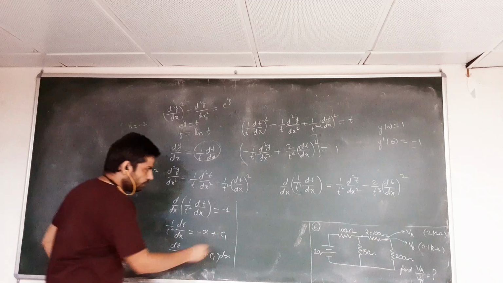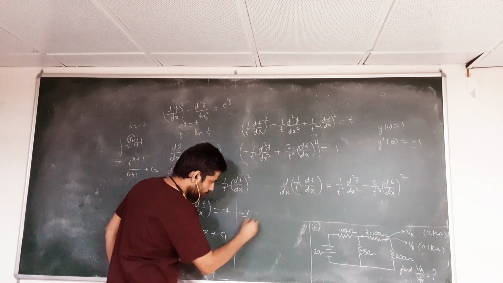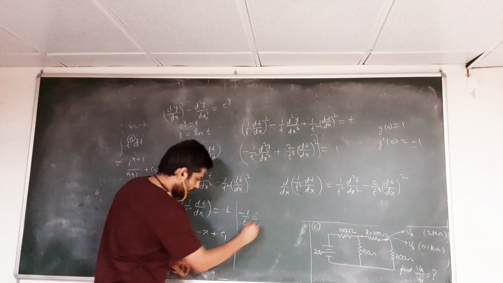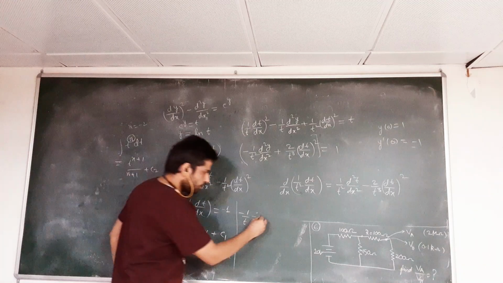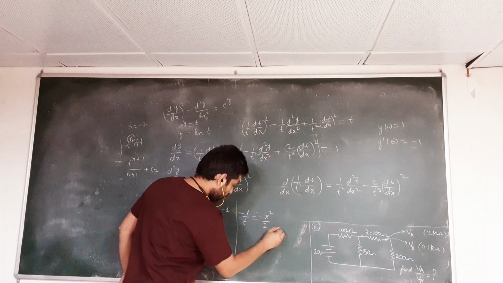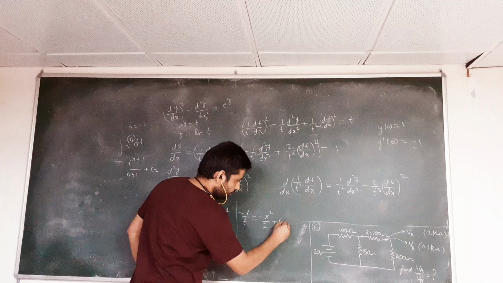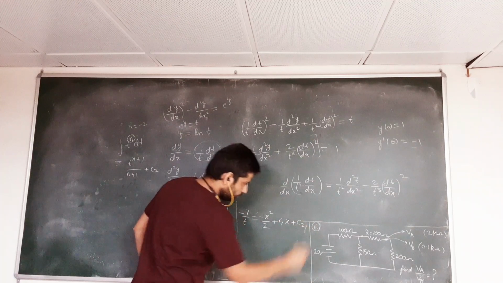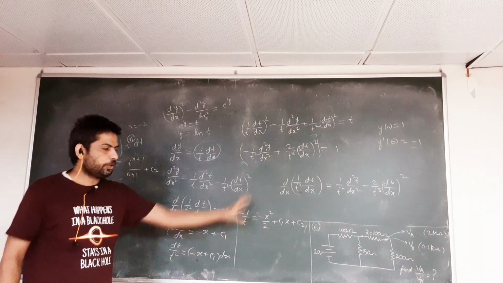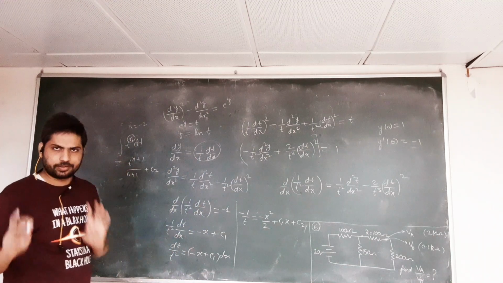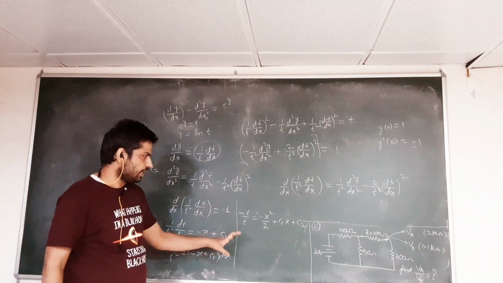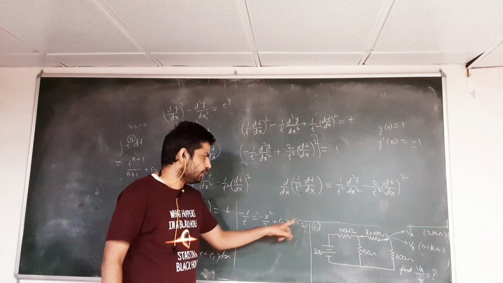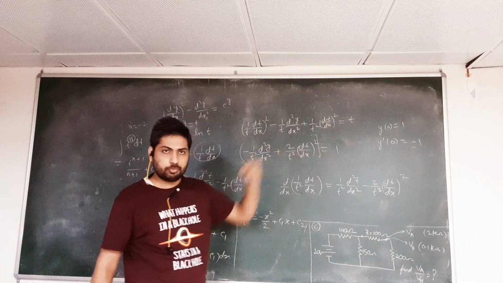So this integration will be minus 1 by t. And again the integration of minus x will be minus x square by 2, and the integration of this constant c1 will be c1x, and you can again have a constant c2. So the whole equation has been simplified. Now what is our task? Our task is to find these values c1 and c2 using the boundary value conditions.